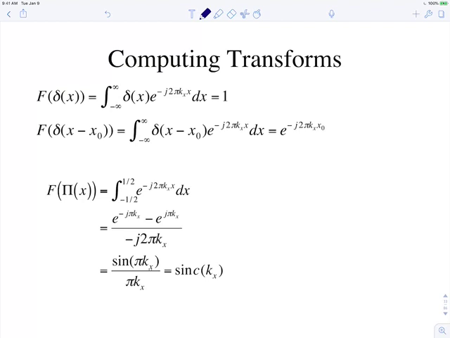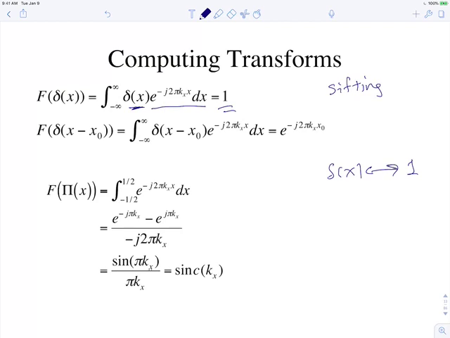So we just take delta of x in here, and remember delta of x, from the sifting property, just picks out the value of the function wherever the delta function is active. This is active at 0, it only has value at 0. So it's going to pick out the value at e to the minus j 2 pi kx times 0, which is just e to the 0, so that's just 1. Typically we'll say a delta function goes to 1 in terms of its Fourier transform.